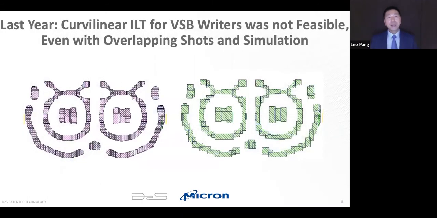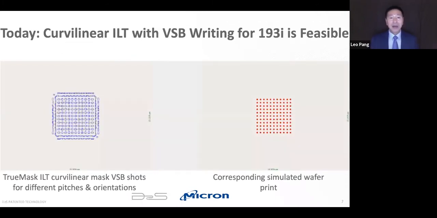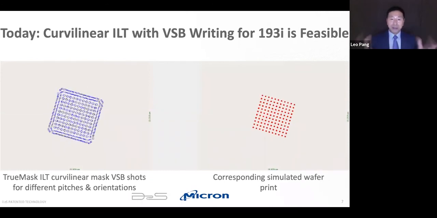Also in that paper, I said that this kind of full chip curvilinear ILT mask cannot be written by a VSB mask writer. We tried that at D2S before. We used overlapping shots to reduce the shot count. We used mask simulation to simulate those mask shapes, but it didn't work. The write time or shot count was still too high. But today, I'm going to tell you something different.